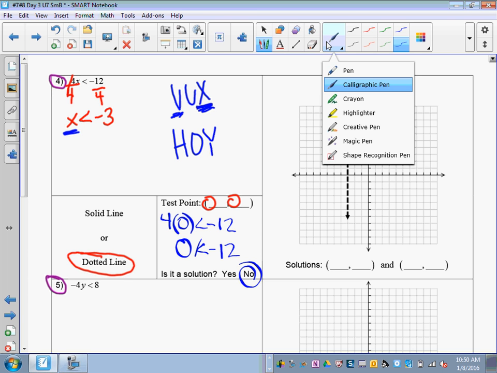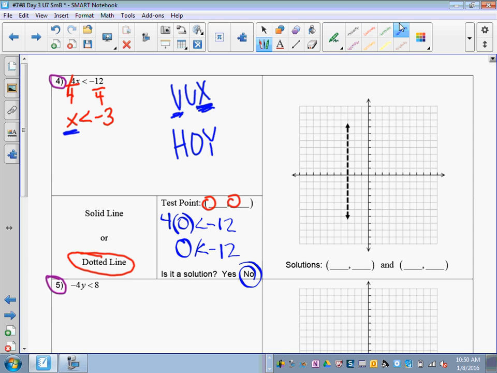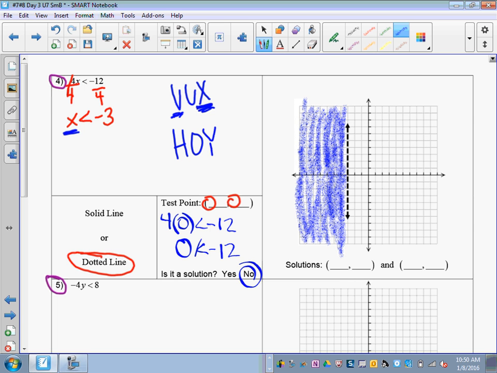Alright, so I need to shade the other side of my graph. So 0, 0 is here. I need to shade the other side. So I shade everything over here. Okay. Now our solutions are any ordered pair within my shaded region. Anything over here is a solution to my inequality. So we're going to go and just list a couple of them.